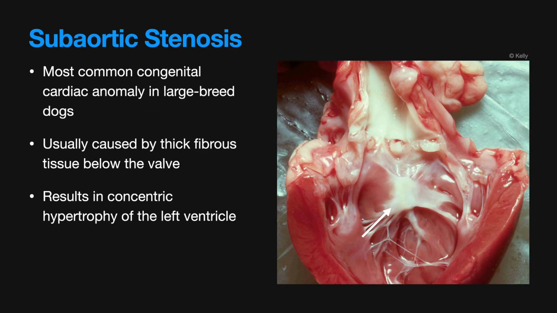Subaortic stenosis is the most common congenital cardiac anomaly occurring in large breed dogs. This condition is usually caused by a thick fibrous tissue band below the valve. Again, this results in concentric hypertrophy of the left ventricle.